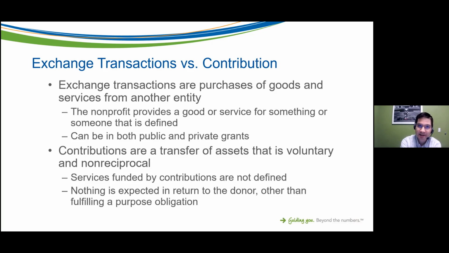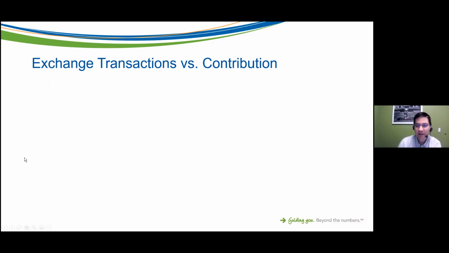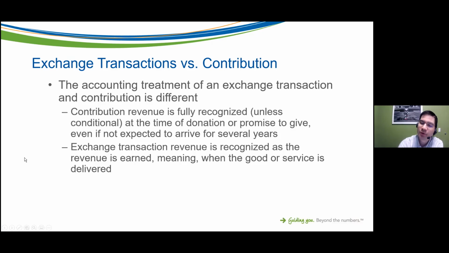So if they are expecting you to use it for a certain thing, they are not expecting something tangible to be returned to them. However, they can still have you use it for a certain program or purpose. So, as I mentioned before, the accounting treatment of an exchange transaction and contribution is different. Contribution revenue is fully recognized unless there's a condition, and we won't get too far into the weeds there, at the time of the donation or promise to give, even if not expected to arrive for several years.